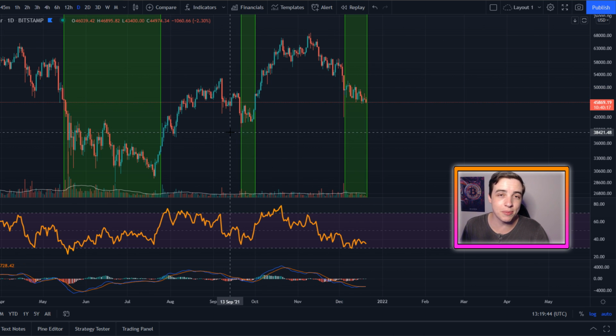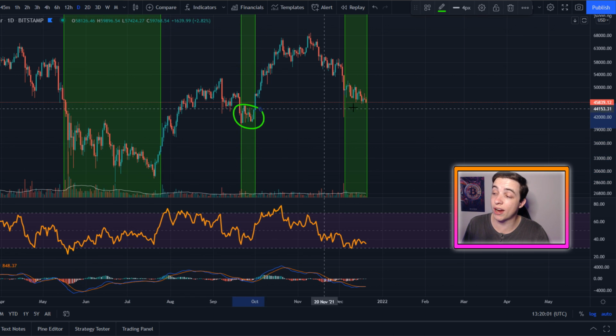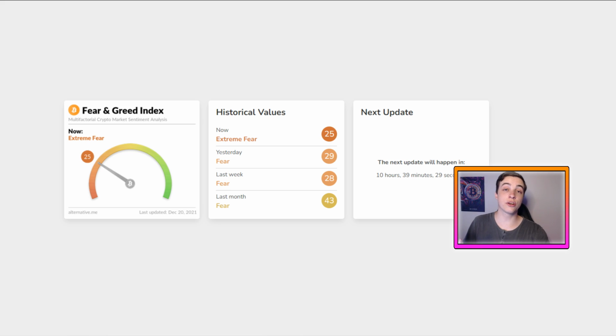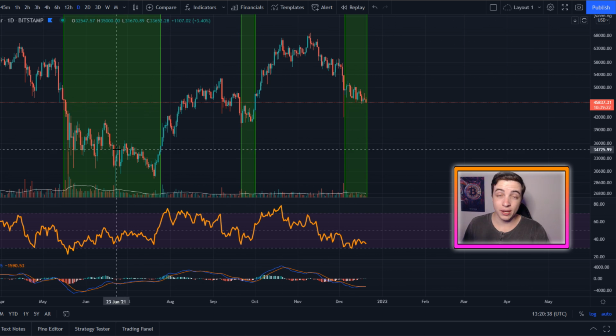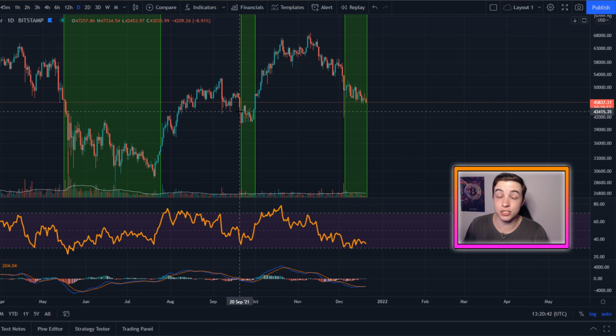The subscribers would already know about this chart, but for the brand new viewers on the channel, I'm sure you can see the times that we were sitting in extreme fear turned out to be great buying opportunities for the longer term. And so at least according to this indicator right here, we are in a similar situation as what we were in back during June and July, and also at the end of September. So keep that in mind.